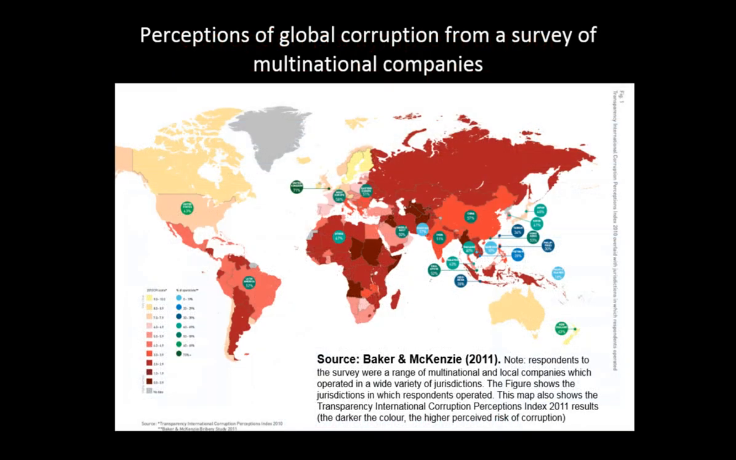So this is a map of the world that I saw a few years ago. It was from a report by Baker & McKenzie, an international law firm, where they'd surveyed their multinational clients. Basically, the redder the country, the more corrupt it was perceived to be by the international clients that Baker McKenzie had. So particularly Russia, Africa, many parts of Central and South America are seen as particularly corrupt, and Southeast Asia. So corruption is a huge problem.